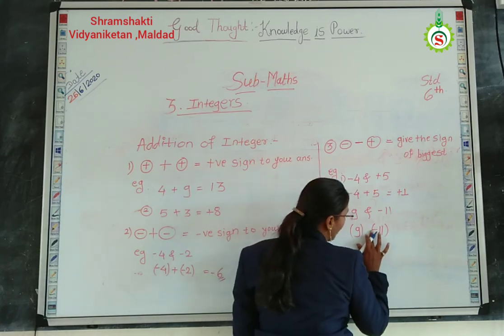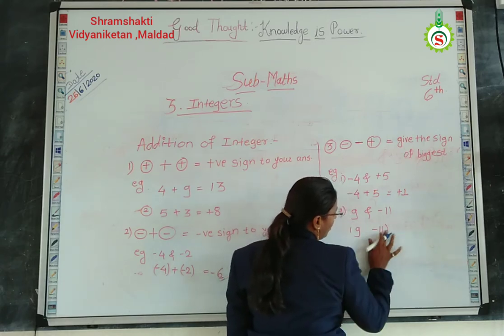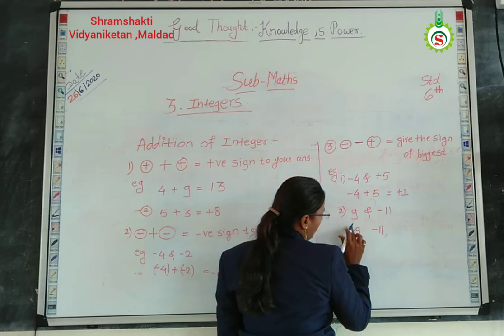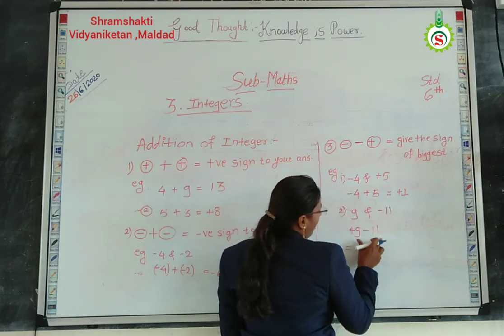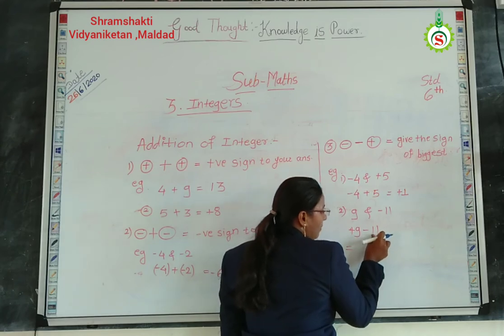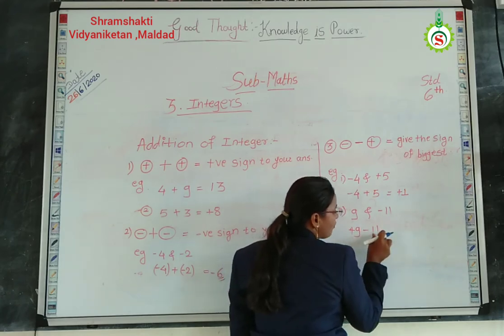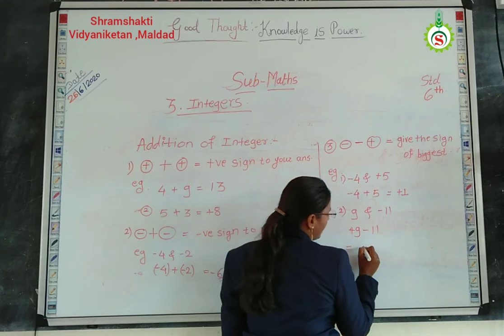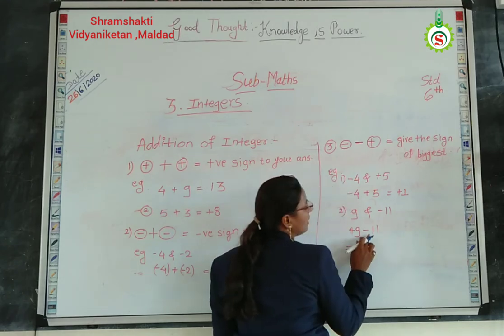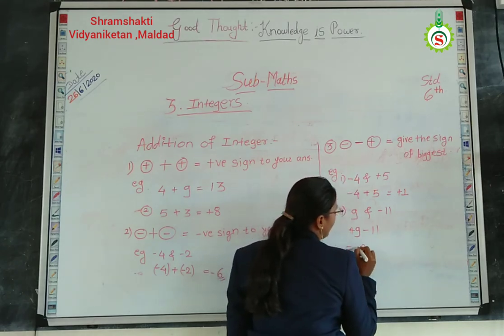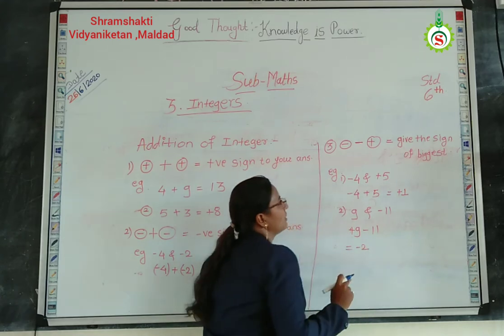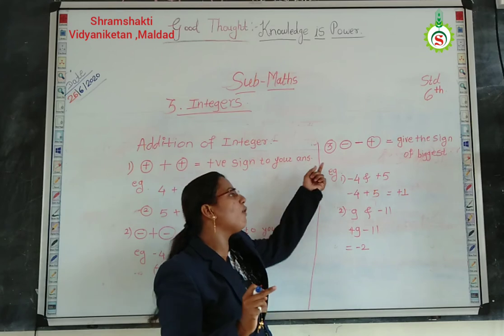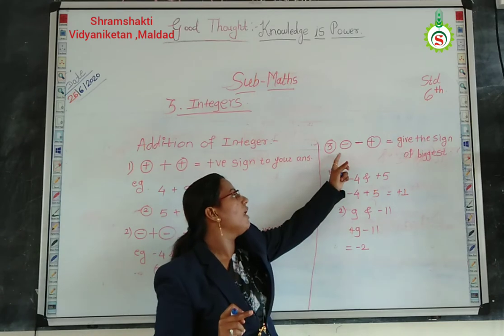So 9 and 11, how much is the subtraction? From 11, subtract 9. We get the answer 2. And the larger number has a negative sign, so give a negative sign to your answer. This is the third rule. And the fourth rule is also like this.